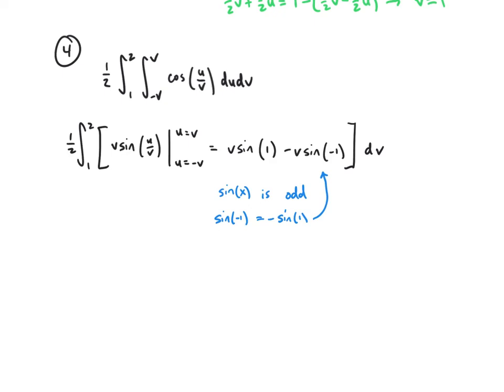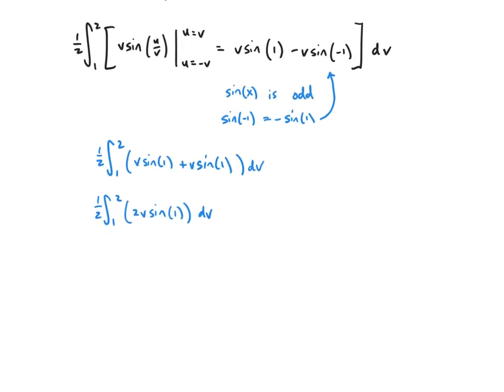So in other words, what we have is 1/2 times the integral of 1 to 2 of v sine of 1 plus v sine of 1 dv. That gives us 2 of those. So I won't skip any steps here. So we have 2v sine of 1. And remember, sine of 1 is a number. So this integral then is 1/2 times 2, which is just 1. Sine of 1 is our constant from 1 to 2 of v dv.